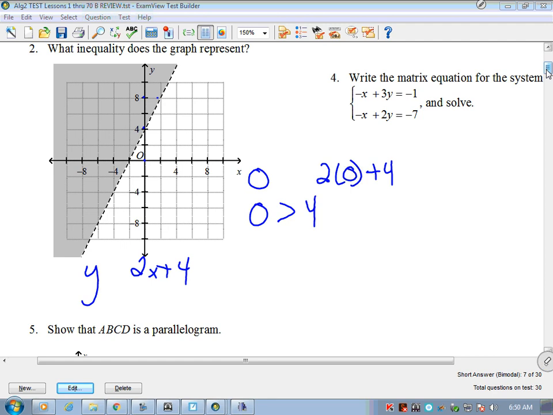Now, if that confuses you, what you can do is use a set of coordinates that are in the shaded region. For instance, let's say negative 2, 2, in which case this would be 2 times negative 2, and we would have 2 here. So if we wanted to say 2 is greater than, I'd have 2 times negative 2 is negative 4. Negative 4 plus 4 is 0. 2 is greater than 0. So this equation right here, y is greater than 2x plus 4, should be my equation.